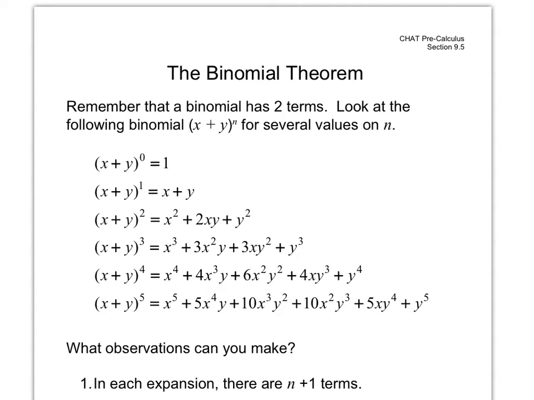All right, I'm going to run through the overhead masters for the binomial theorem that we looked at in class. So first of all, remember that a binomial has two terms. So this is a binomial raised to the 0 power, which is always 1. This is x plus y to the first power, which is itself.